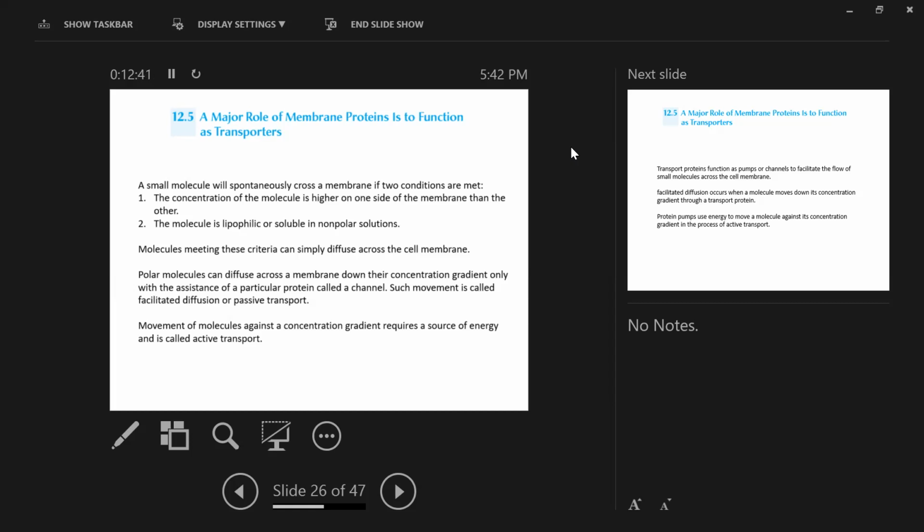Another factor is if the concentration is higher on one side or the other. Most molecules like to go from high to low. They like to spread out. If they go from low to high, we'll see that costs energy. And I already talked about them being non-polar, another word for which is lipophilic.